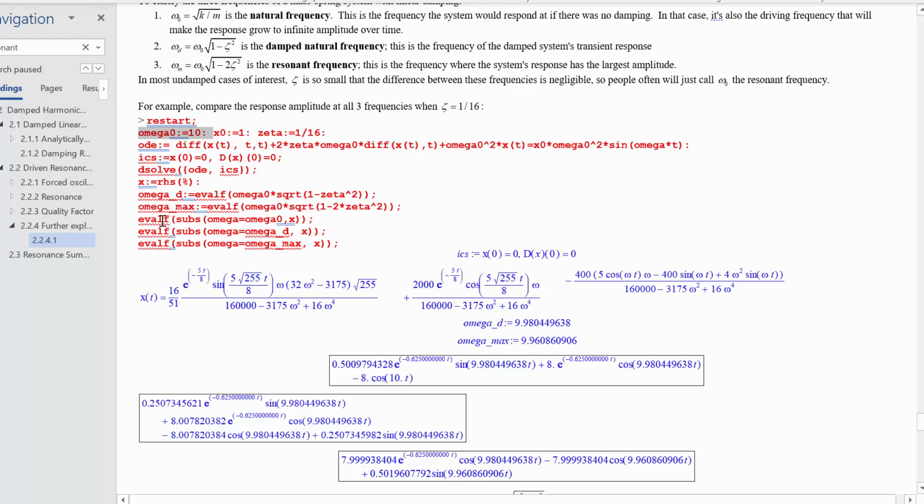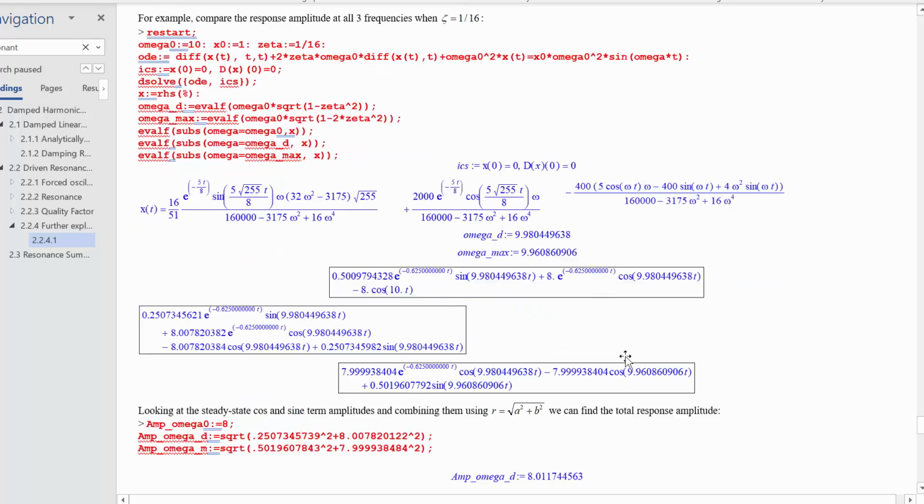So here are three different versions of this solution: where you drive it at the natural frequency, omega naught, where you drive it at the damped frequency, and where you drive it at this different one, omega max, which is actually the true resonant frequency when there's damping. You can see that the amplitude is different. It's a little bit hard to tell, but when we drive it at the natural frequency, we get an amplitude of 8. There's an 8 in front of the steady state cosine term, the one without the exponential decay.